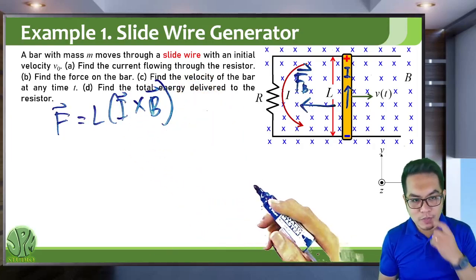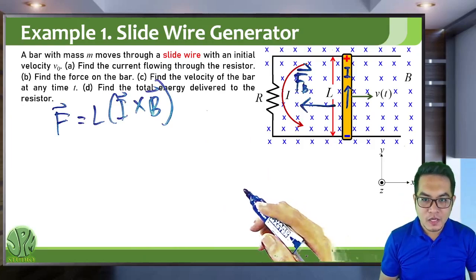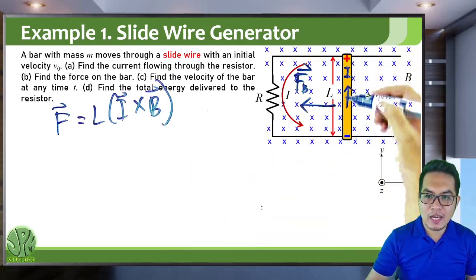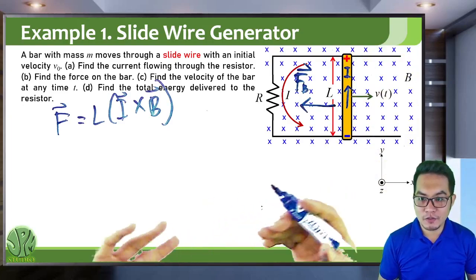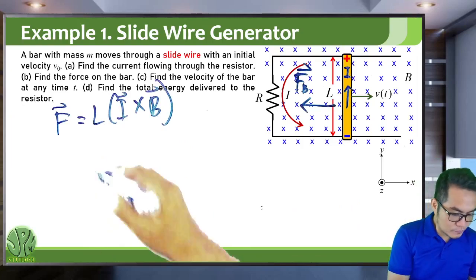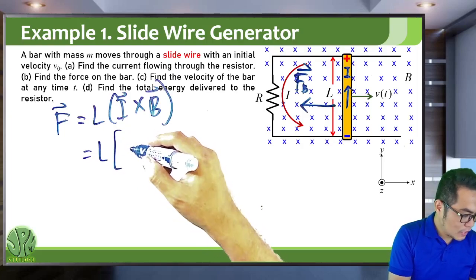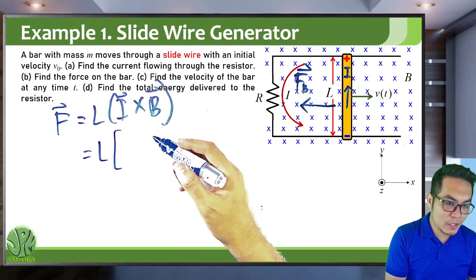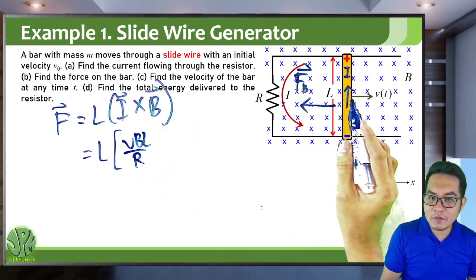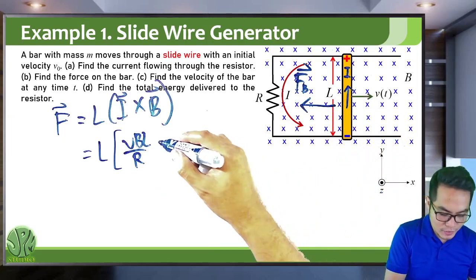So again, we will assume that the current and the magnetic field along the length dL of this bar is the same. So it becomes a non-integral form. So you have L, and the current we have already obtained. It's actually VBL over R. And the direction of the current, when it's inside the bar, is upward, so it's y hat.